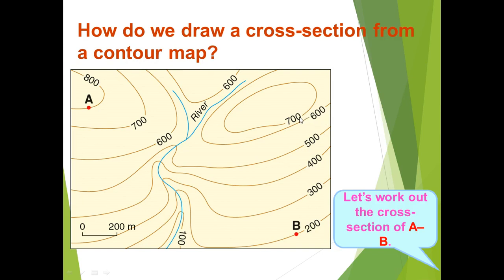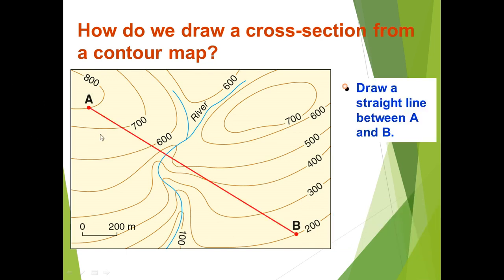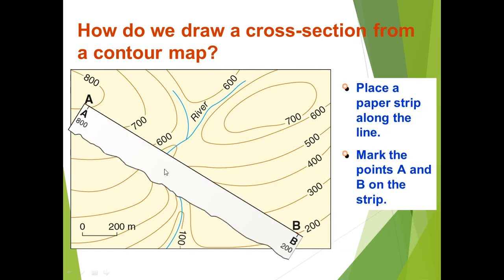So in order to draw a cross section, we can find any two points on the map. Just like right here, we have point A here and point B here, and then we should draw a straight line between them. The first step is to find a paper strip. Just like last time, we can tear the bottom part of an A4 paper, and then we get a paper strip.